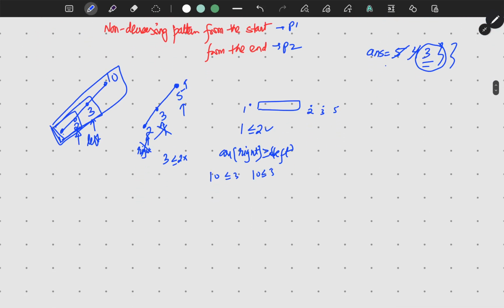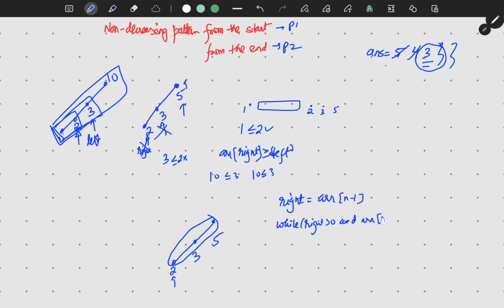So what we have done is we have first found this pointer. Basically we are finding this pattern. How can we find this pointer? Just simply point right to array of n minus 1, where n is the size of the array, and move the right pointer. So do this while right is greater than 0 and array of right is greater than or equal to array of right minus 1, do right minus minus, and then we would have our right pointer here when this loop ends.